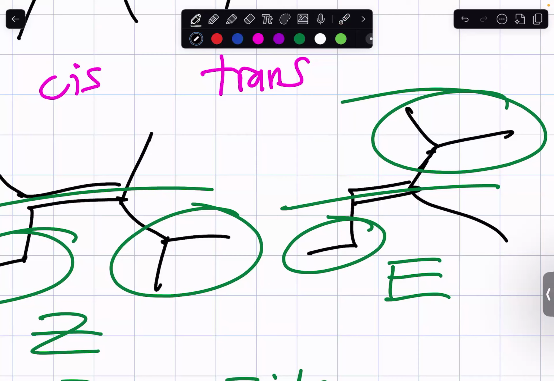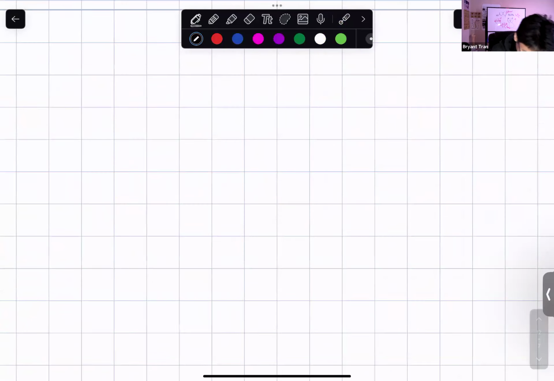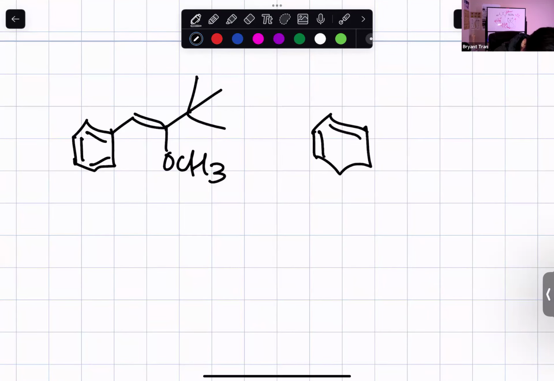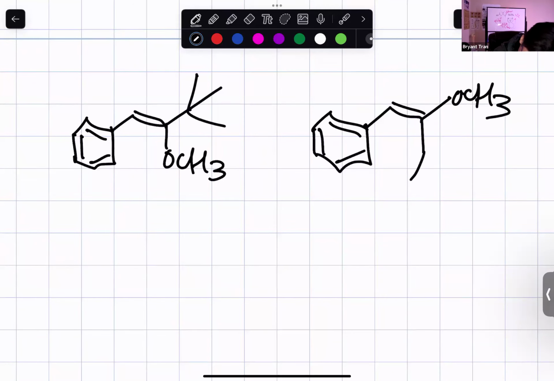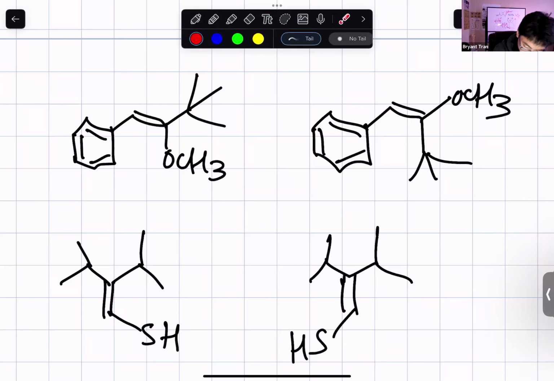Let me give you two more here, and then let's call it a session. Okay, let's do this. Let's do these two here, that set, and let's do this set down here.